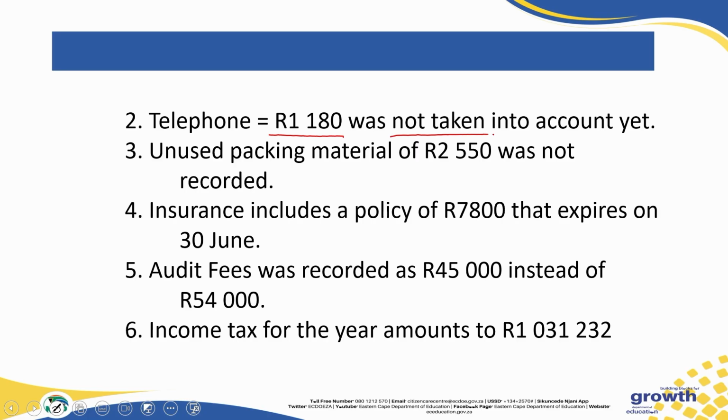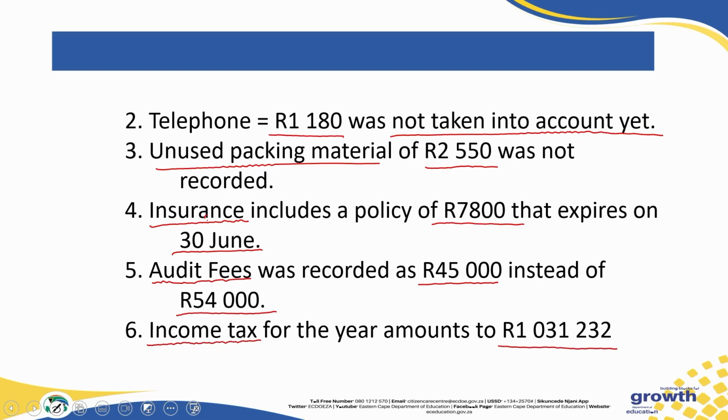The second example, we are given that telephone of 1,180 was not taken into account yet. So we are given that amount, we don't need to work it out. That is an accrued expense. The third one, unused packing material of 2,550 was not recorded. That's also given to us. That's our consumable stores on hand. Our fourth example is insurance. It includes a policy of 7,800 and it expires on the 30th of June. So that means we have prepaid for our insurance. Our fifth example, audit fees, was recorded as 45,000 Rand instead of 54,000 Rand. So that's a correction of error that we're going to fix. And then lastly, they're telling us the income tax for the year is 1,031,232 Rand.